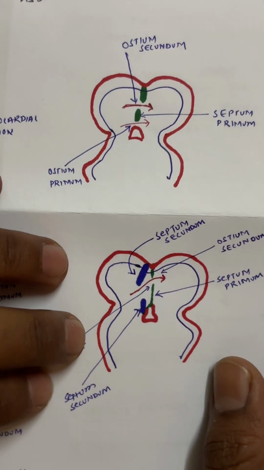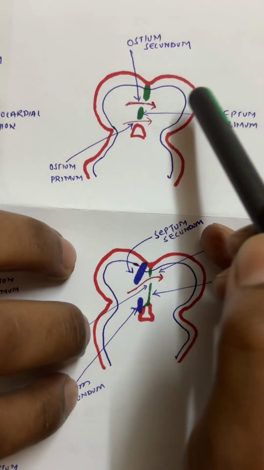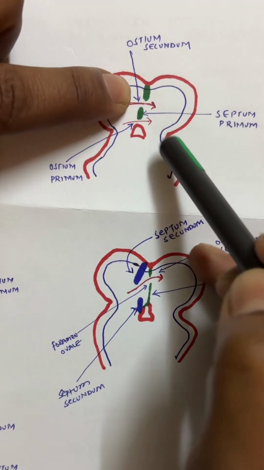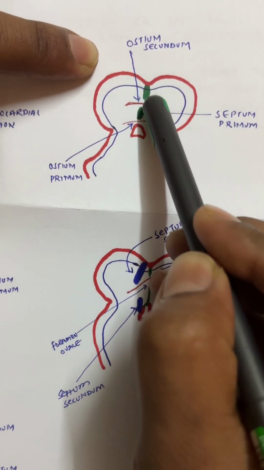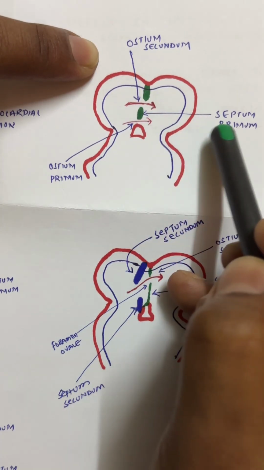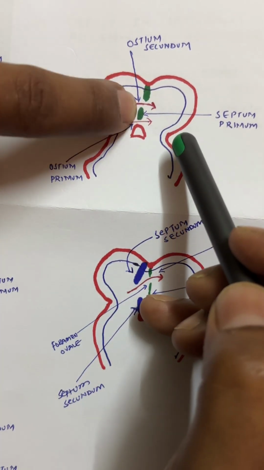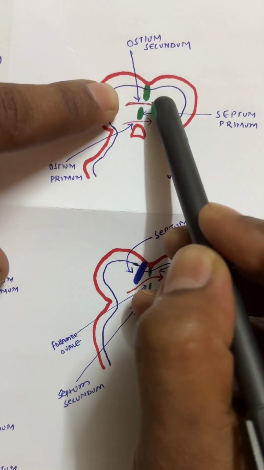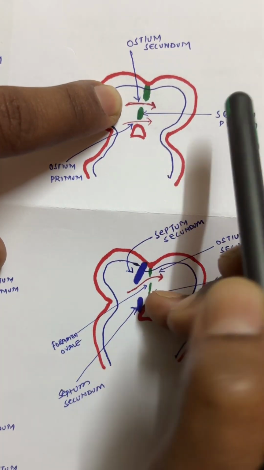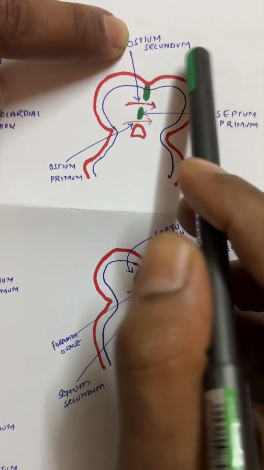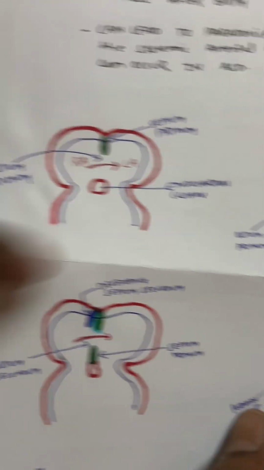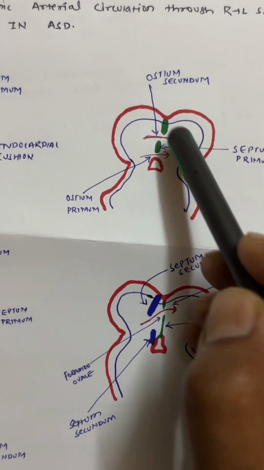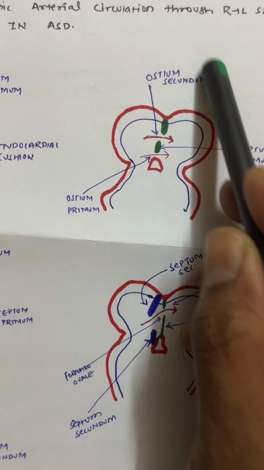Now we'll understand the second figure. Now in the second figure, we can see that this is septum primum. Now this septum primum is coming down, and while coming down, in between it regresses. So there has been one new opening, and this opening is now called ostium secundum. The first opening is called ostium primum, but now a new opening has been formed in this septum primum. This is called ostium secundum.